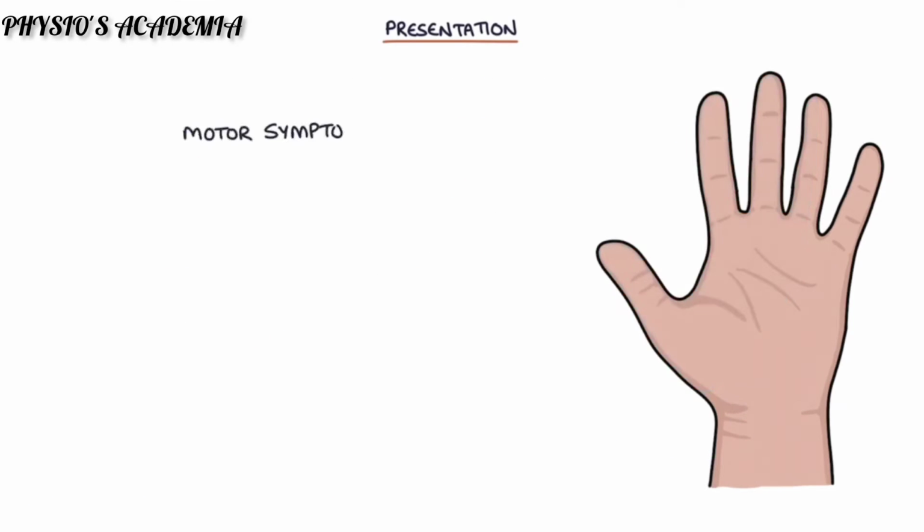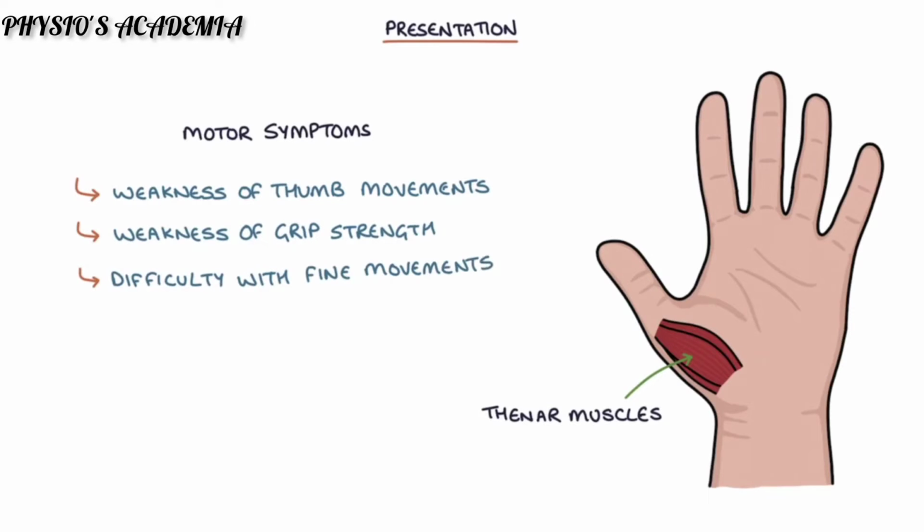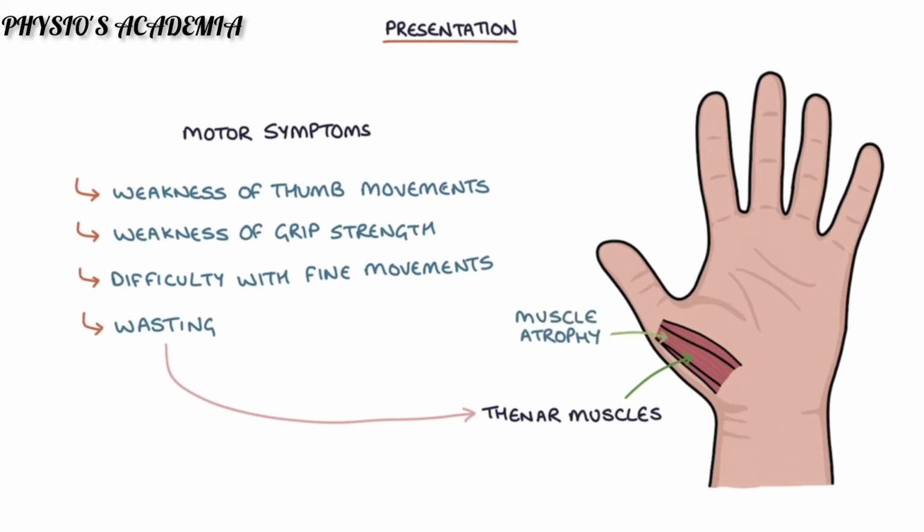The motor symptoms of carpal tunnel syndrome affect the thenar muscles at the base of the thumb, with weakness of thumb movements, difficulty with grip strength and fine movements involving the thumb, and wasting of the thenar muscles, where there is muscle atrophy at the base of the thumb.